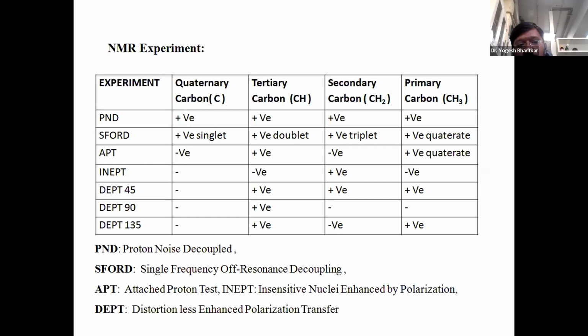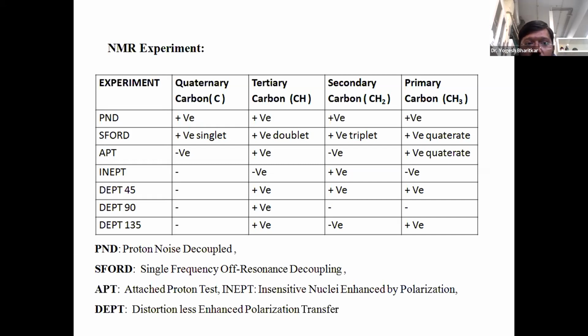In this PND spectrum, all carbon signals we get are positive, with singlet, doublet, triplet, and quartet patterns. This is a very difficult spectrum. Suppose a molecule has 30 carbons, and we get nearly 80 or 90 peaks. So it is difficult to manage those peaks.